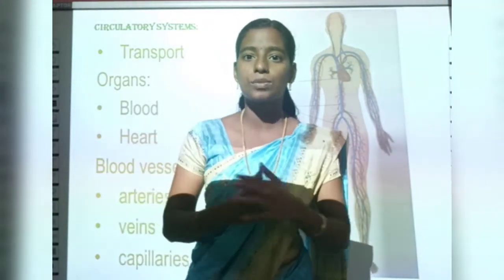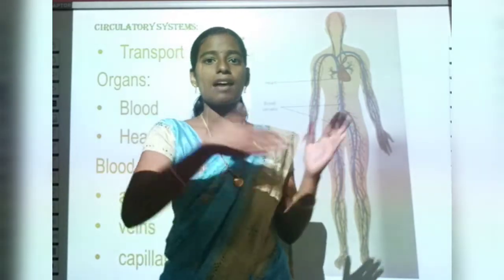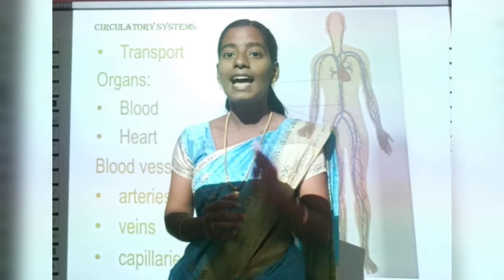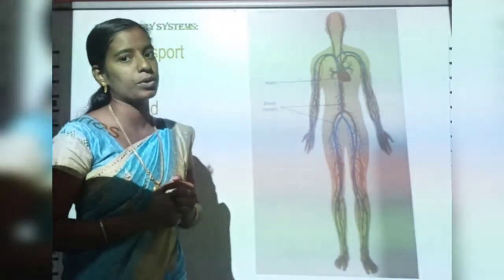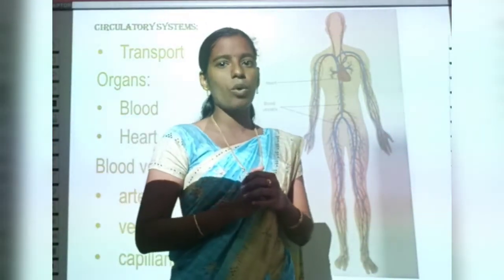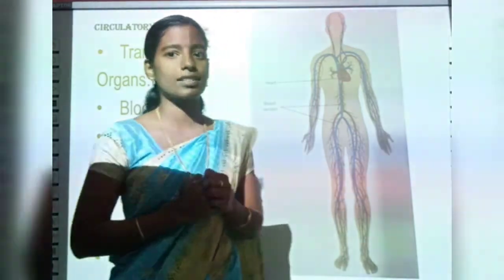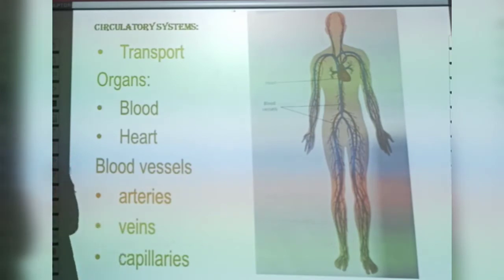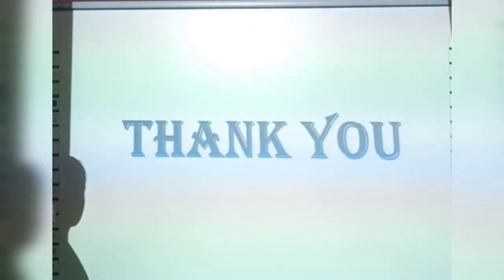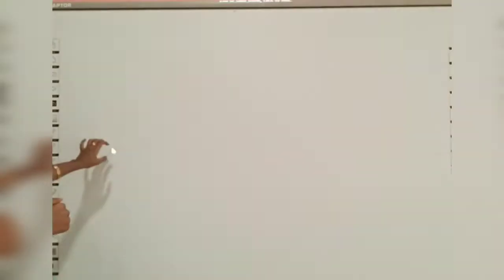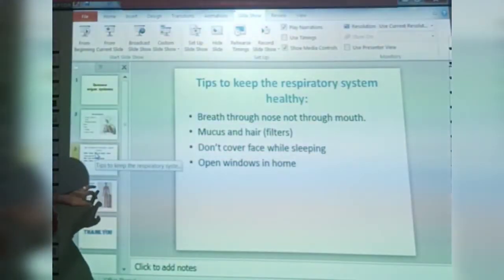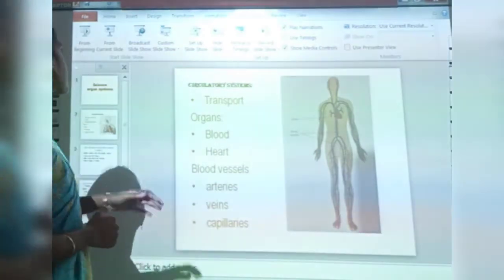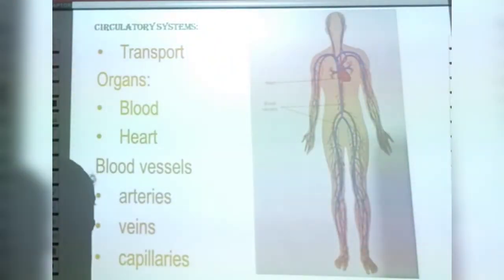What is getting transported? Transport means traveling from one place to another place. What is transported? Yeah, very good. Blood is transported. The organs in the circulatory system are blood, heart and blood vessels. See this: blood, heart and blood vessels.